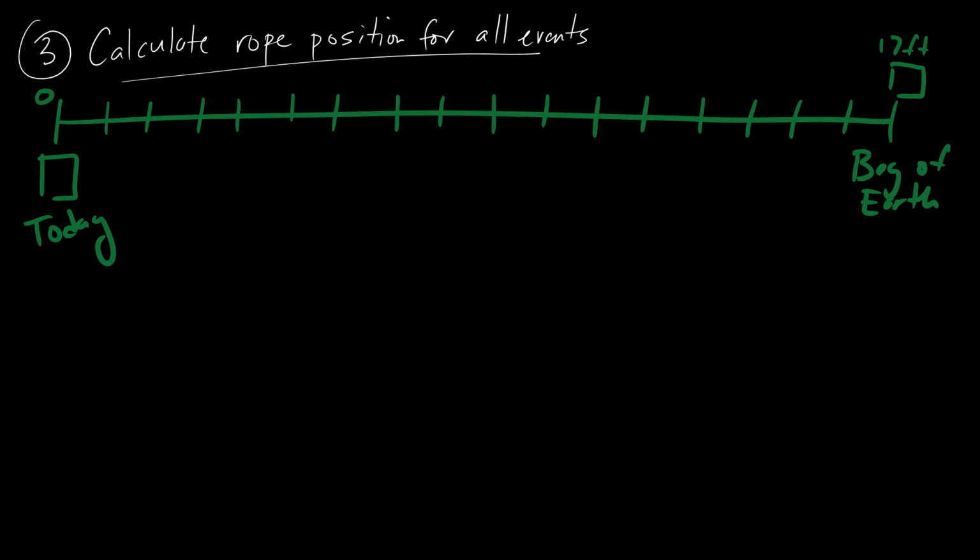Step 3 is to calculate where on this new time scale, where on our rope time scale, your 13 events fall. We're going to take their ages in geologic ages and convert them to the equivalent rope distance on our new geologic time scale. So here's how we do this. To calculate your rope position from your geologic age, you take the age of the event, you divide by the age of the Earth, and you multiply by your rope length.